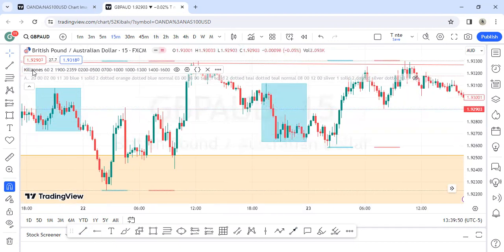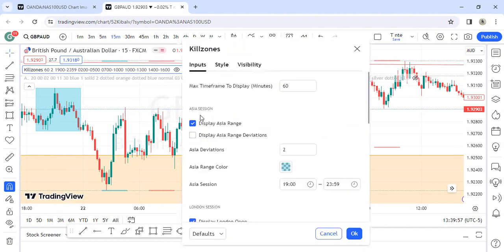This is my Asian range indicator. You can just go and get it on TradingView. Just simply type Asian range. And these are the settings, right? These are the settings of the Asian range indicator. So this is an input. Just take a screenshot of this.